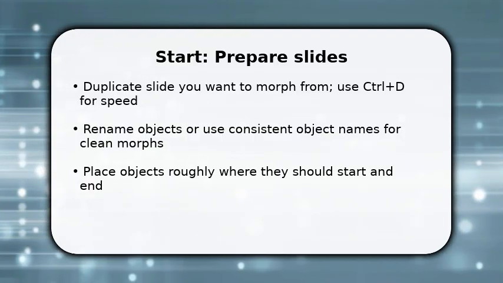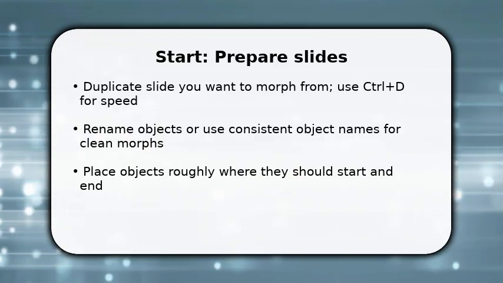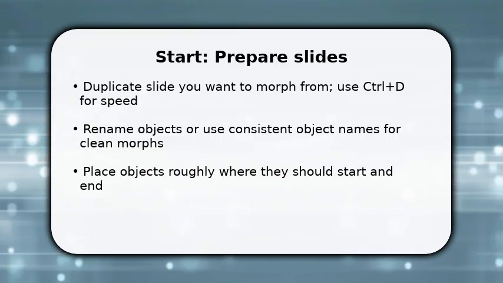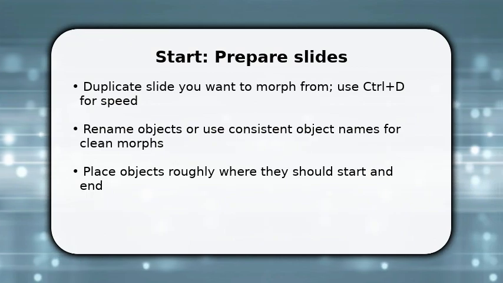Finally, move or resize objects on the second slide to their target positions. This sets the visual change the morph will animate. Once done, you're ready to apply the transition.